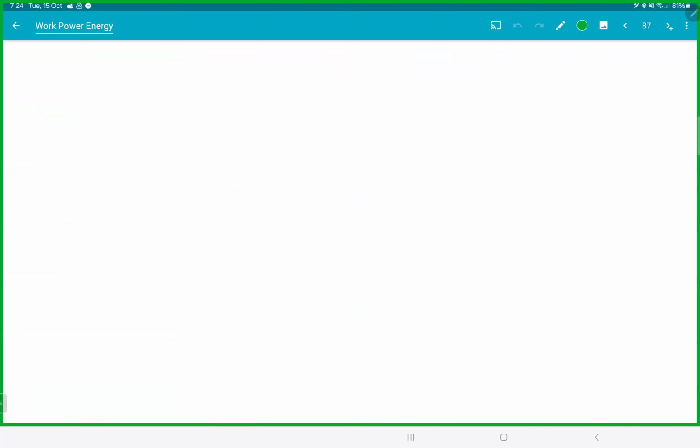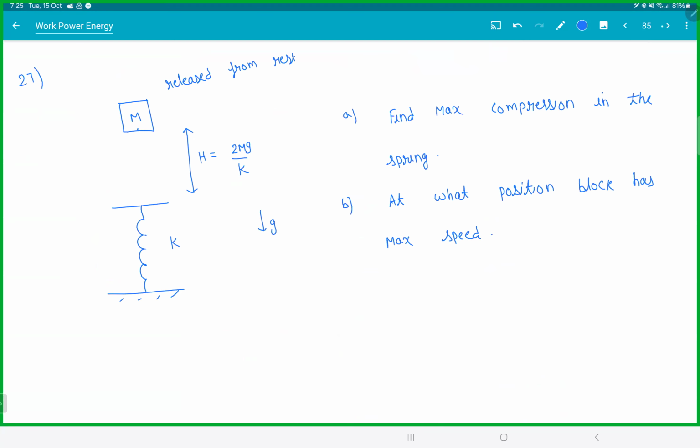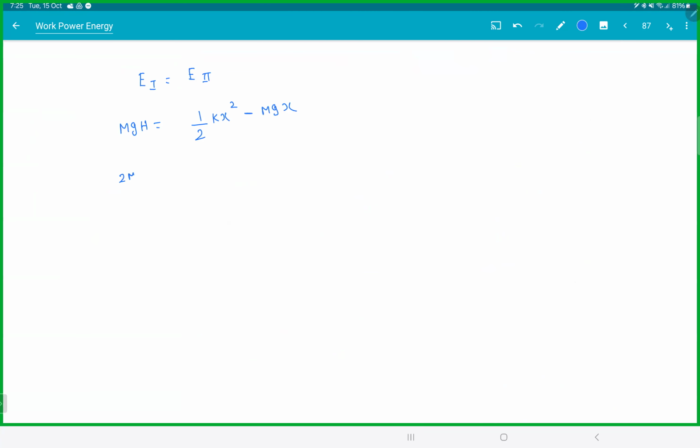Since there are no external forces on the system, energy in state 1 is equal to energy in state 2. We get mgh is equal to half kx square plus mg minus mgx. h is given as 2mg by k. This is 2m square g square by k. Half kx square minus mgx. Bring all x to one side. We get half kx square minus mgx minus 2m square g square by k is 0.